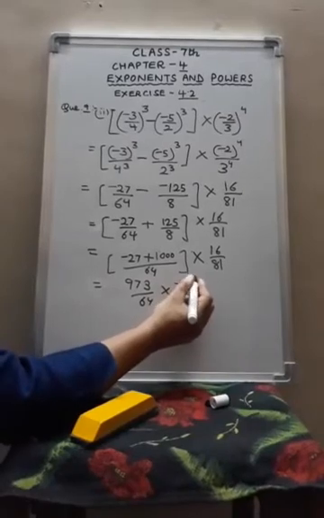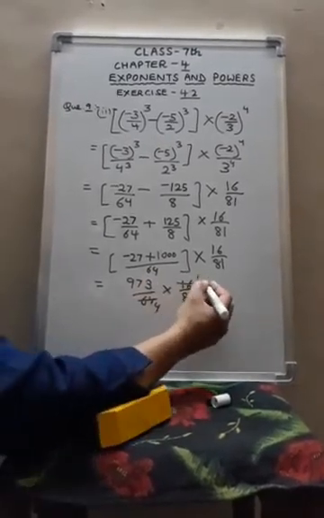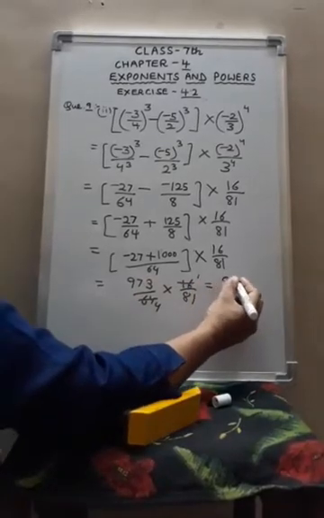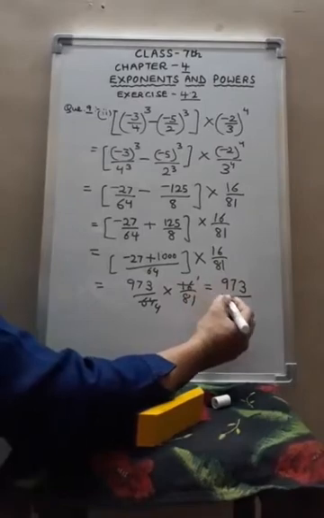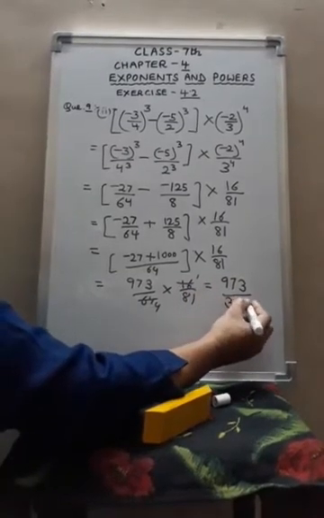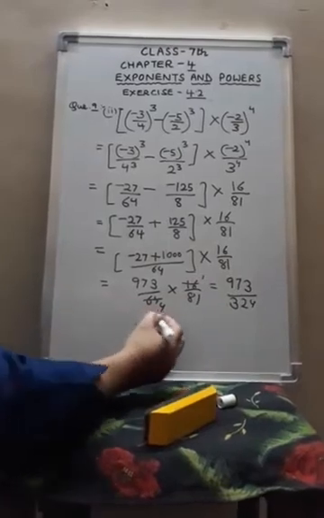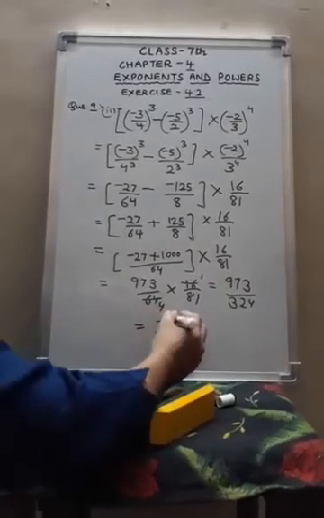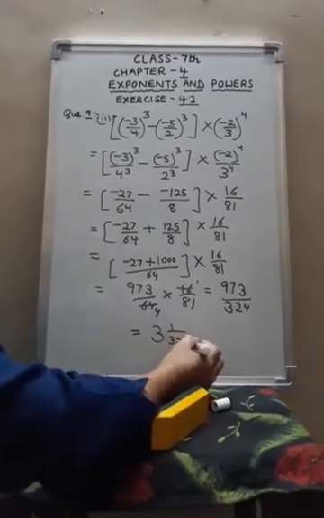You can cut the 16 ones are 16, 16 fours are 64. Nothing else can be cut. So this becomes 973 upon, and what is 4 into 81? 324. So this is improper, if you convert it to mixed fraction, it will become 3 whole number 1 upon 324, which is the answer.